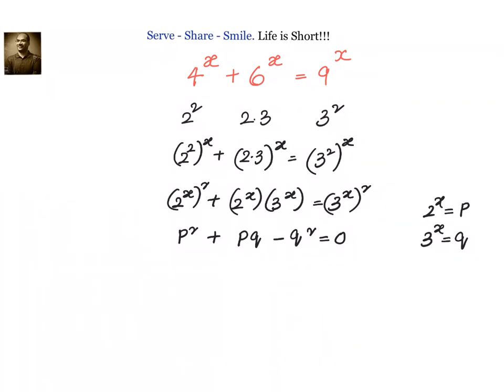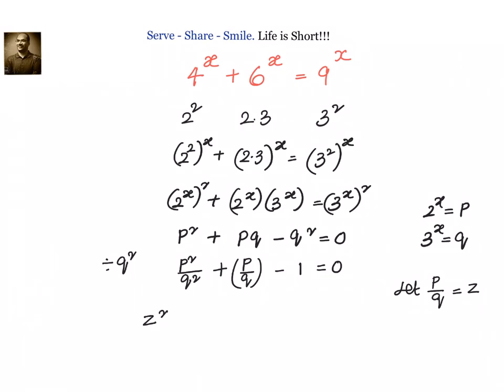Now we have two variables here, p and q. Now we want to make it into a quadratic equation. We should have only one variable. So what we are going to do now is divide by q square, so that we will have p square by q square plus pq by q square, that is p by q, minus 1 equals 0. Now let us say p by q is equal to z. What we have now is z square plus z minus 1 equals 0.